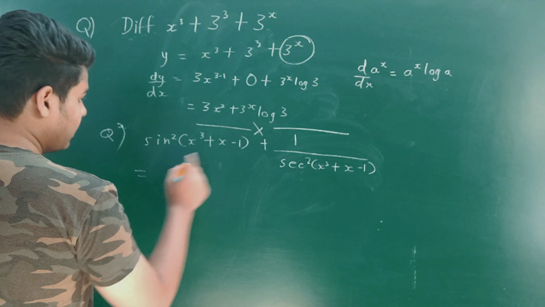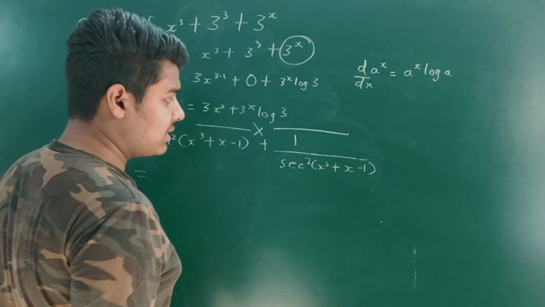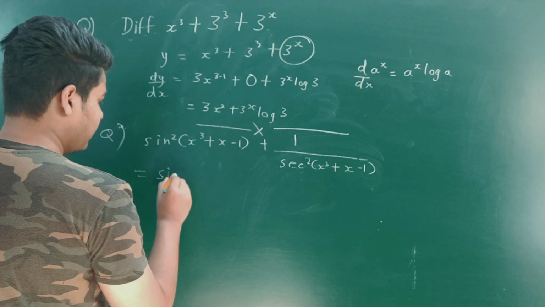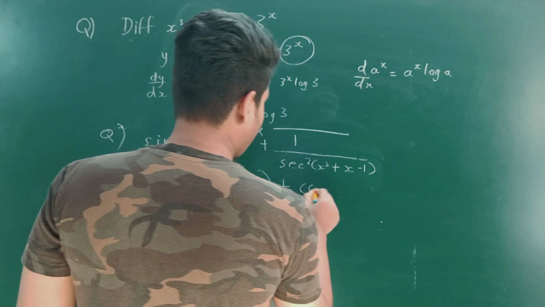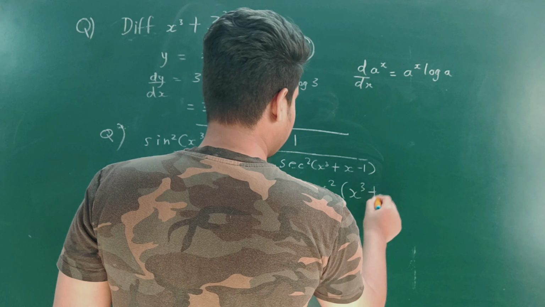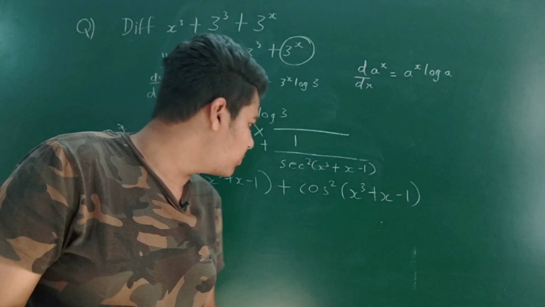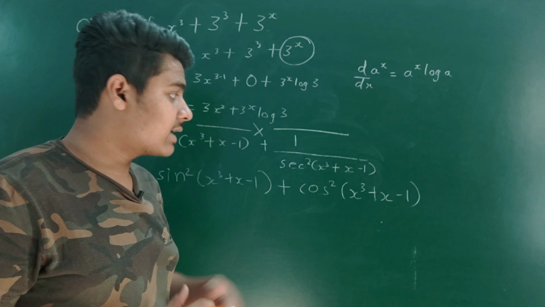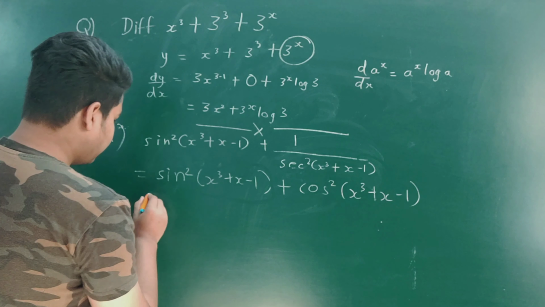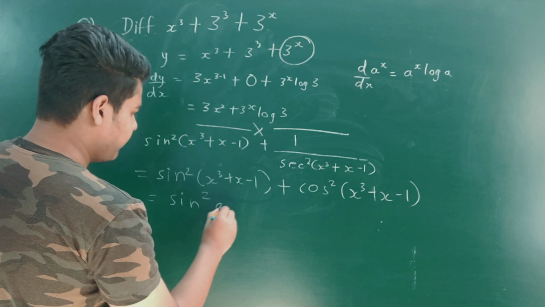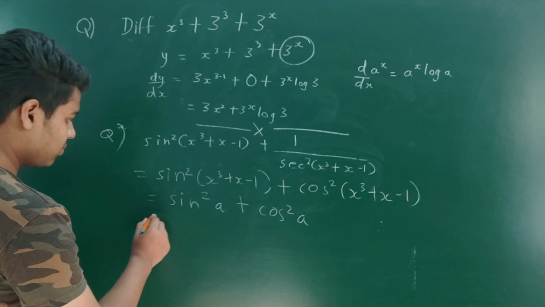First step, 1 by sec square becomes cos square, so 1 by sec square of x cube plus x minus 1 becomes cos square of x cube plus x minus 1. So the expression is sine square of x cube plus x minus 1 plus cos square of x cube plus x minus 1. Now let me consider this whole part as a. Then it will be sine square a plus cos square a, and using the identity sine square x plus cos square x equals 1, this becomes 1.